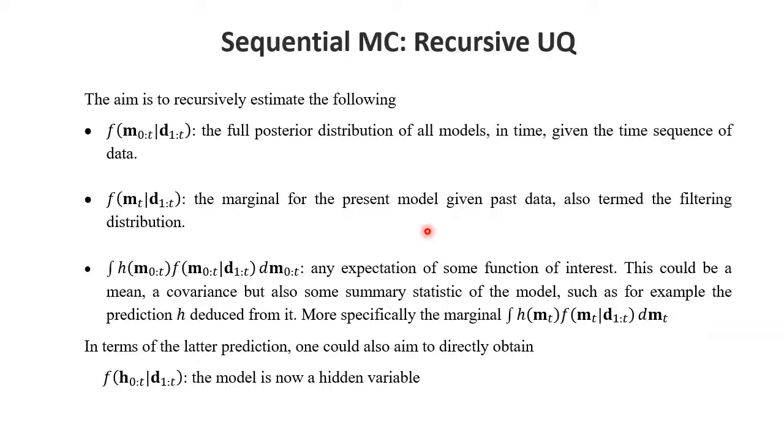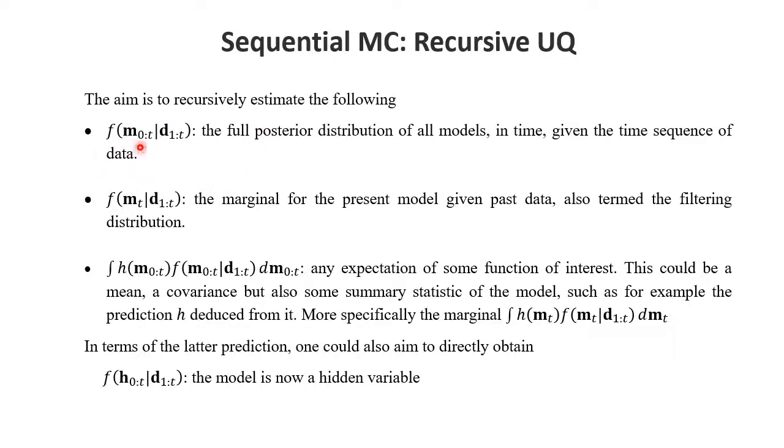So the aim here, therefore, is to come up with a recursive kind of sequential Monte Carlo, where we have a recursive application of uncertainty quantification. So the aim, therefore, is to estimate recursively this following distribution. This is the distribution of all the models in all time, given the data that we have. So this is the full posterior distribution of all models.